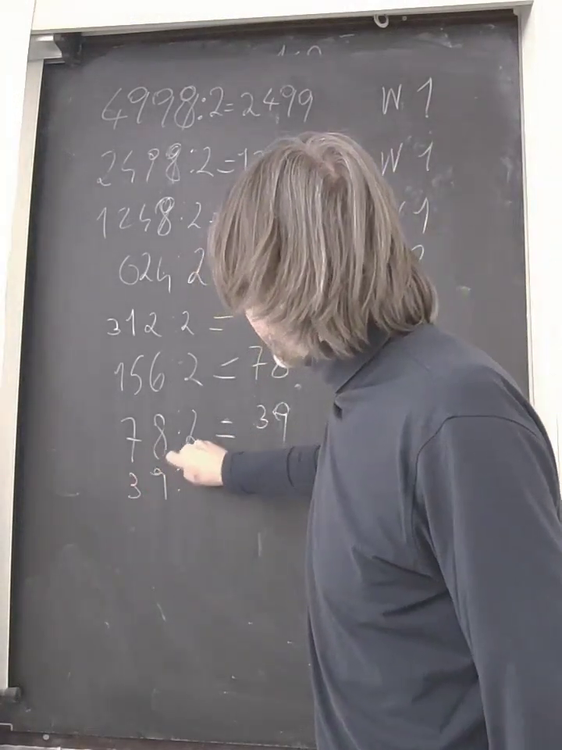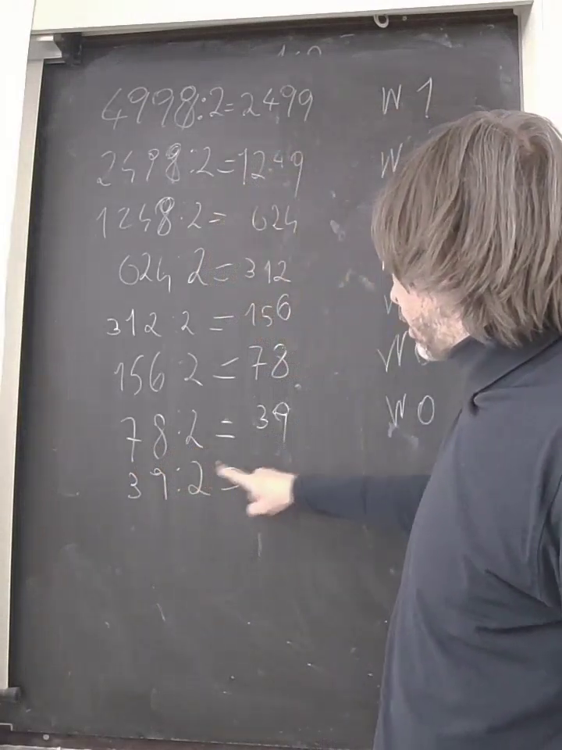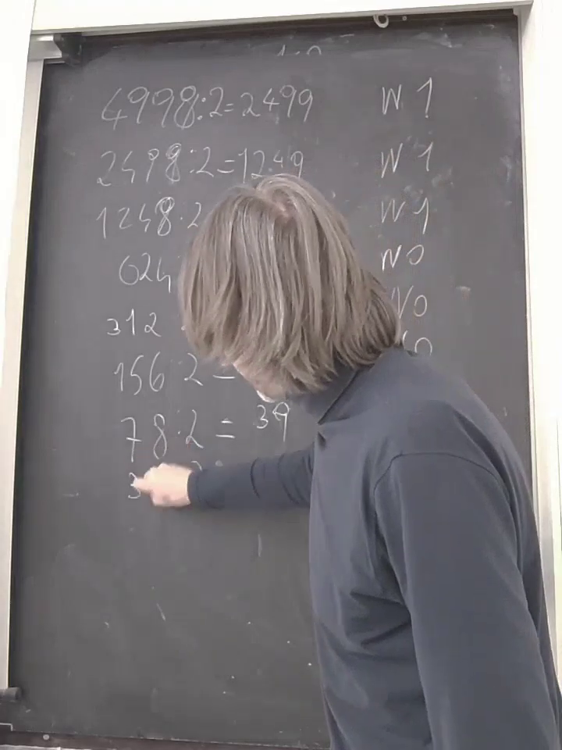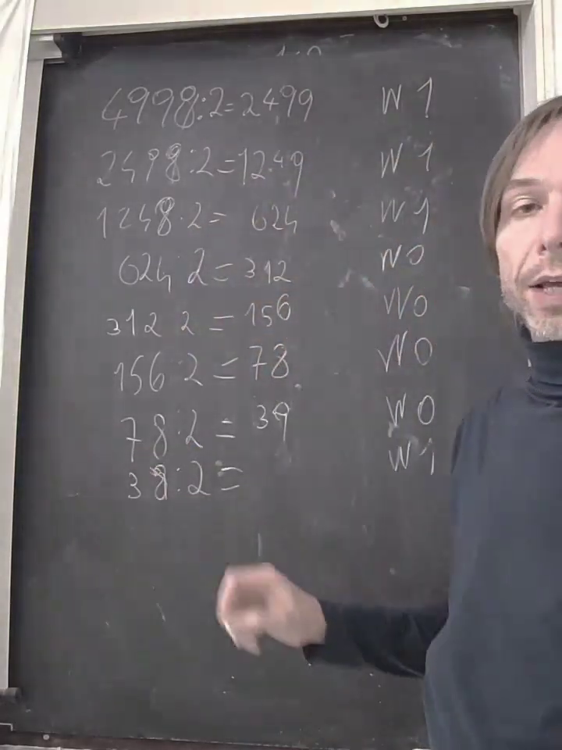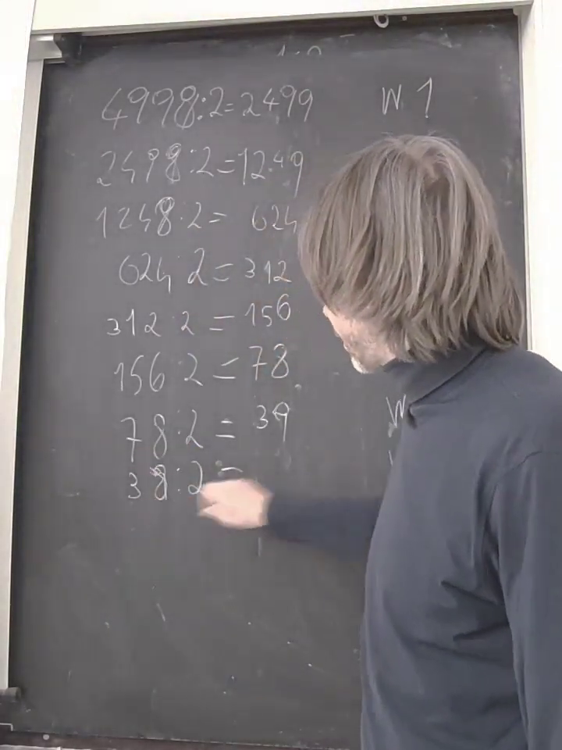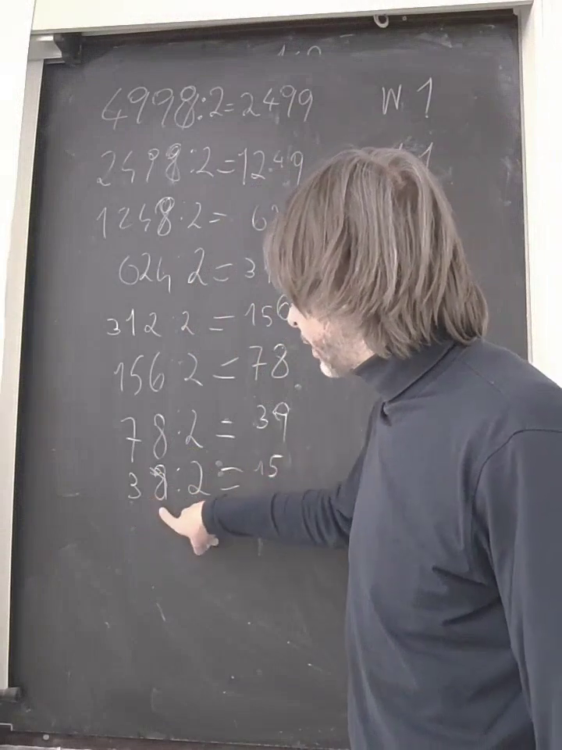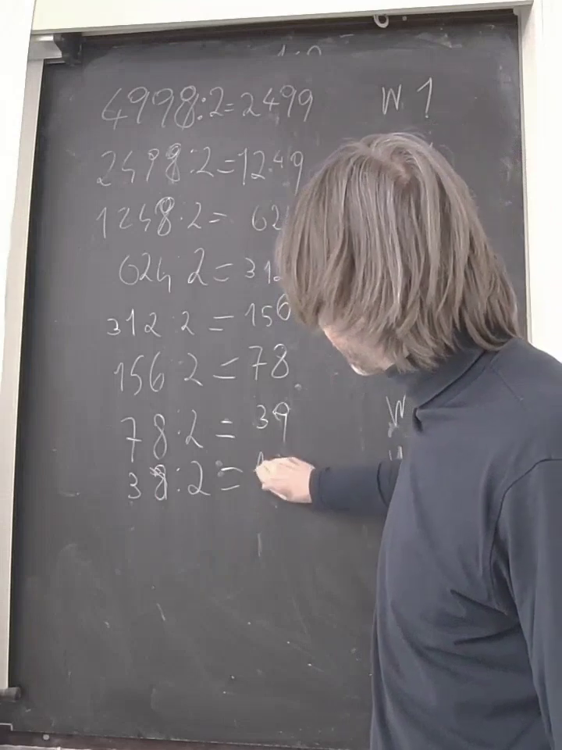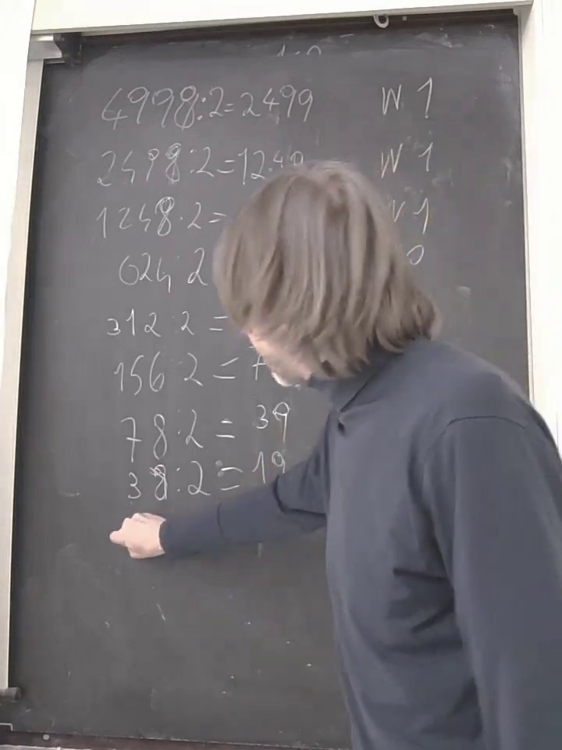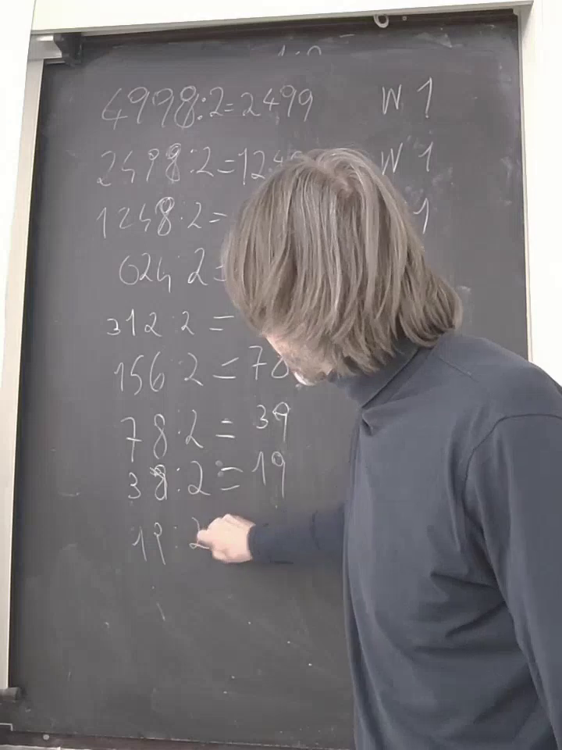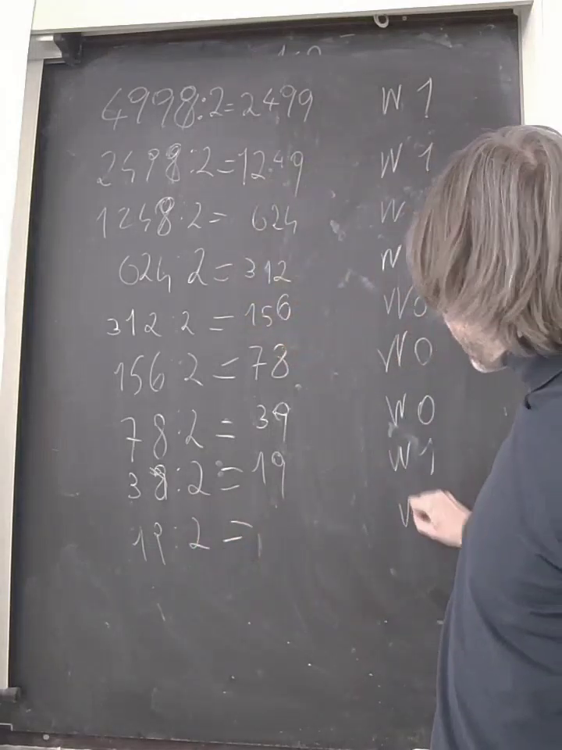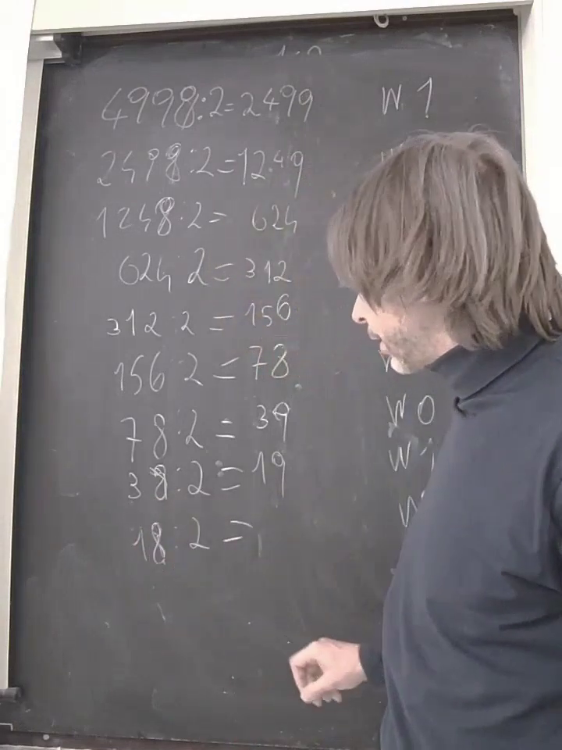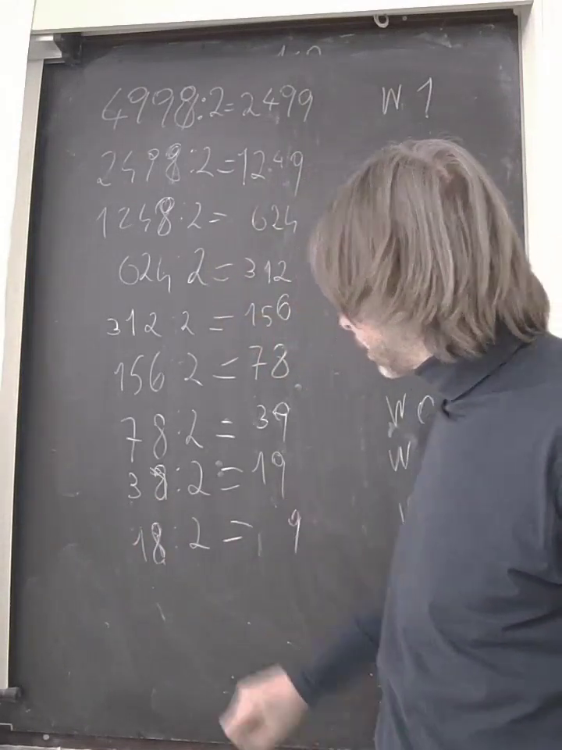39 divided by 2. I have a waste of 1. This becomes 38 divided by 2. The half of 30 is 15. The half of 8 is 4. In total, 19. The half of 19, it has a waste of 1, so it's 18. The half of 18 is just 9.